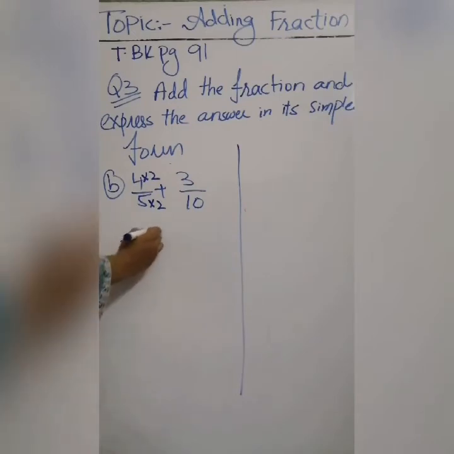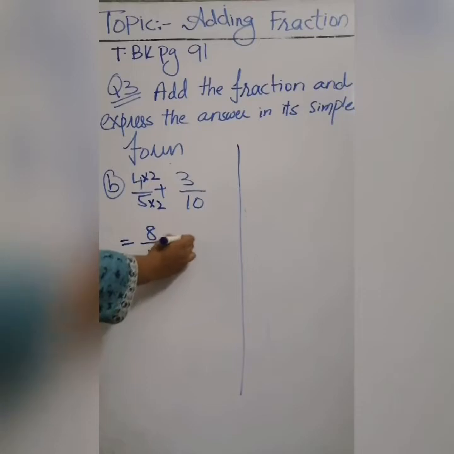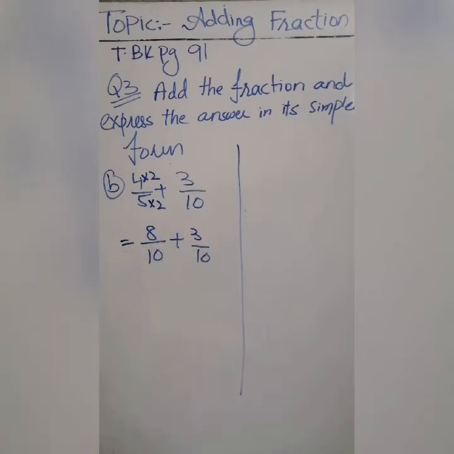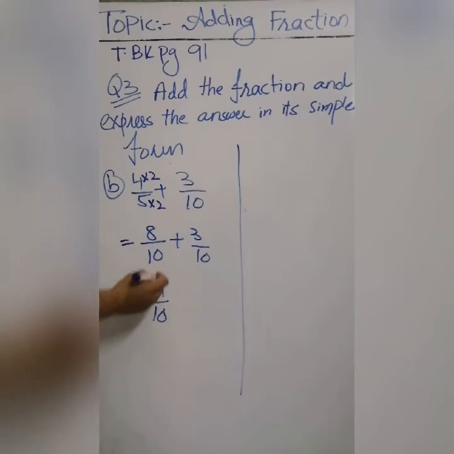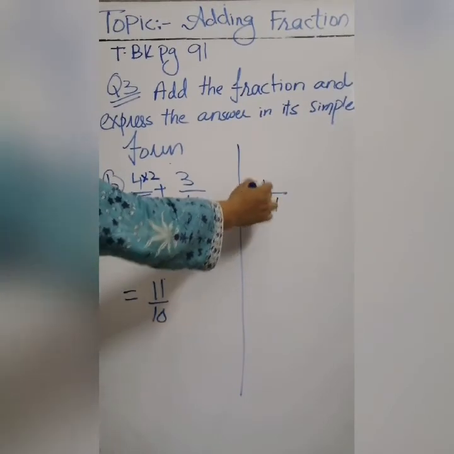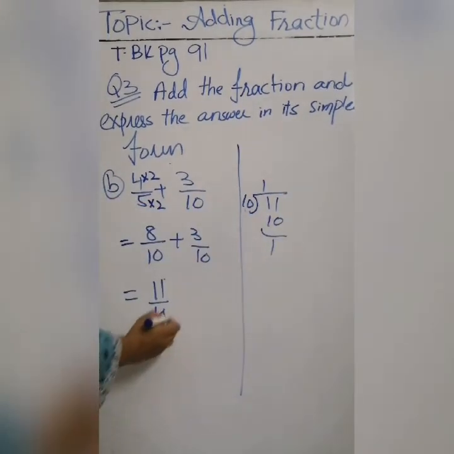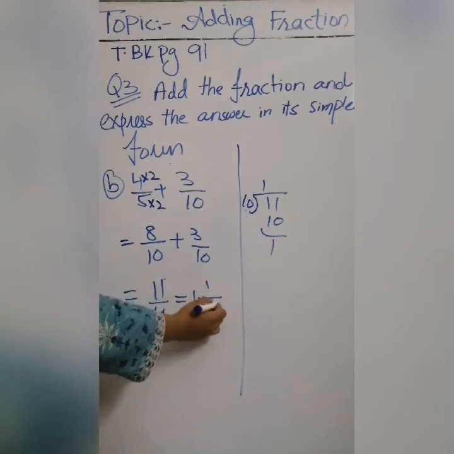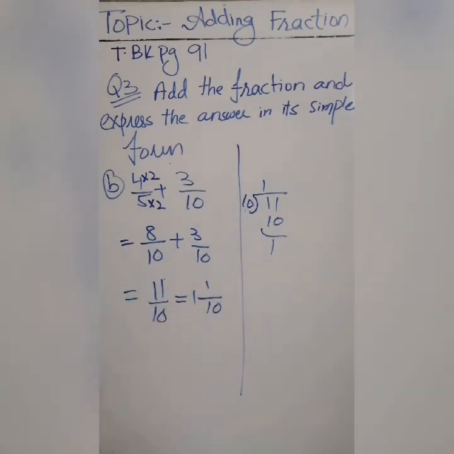Now we have 8 by 10 plus 3 by 10. 8, 9, 10, 11 by 10. We have an improper fraction. An improper fraction is one in which the numerator is greater and the denominator is smaller. We put 11 inside and divide it by 10. 1 whole 1 by 10. This is how we solve this question.